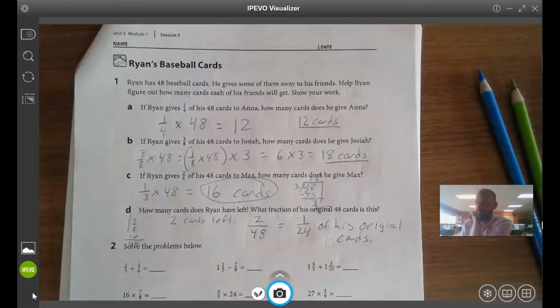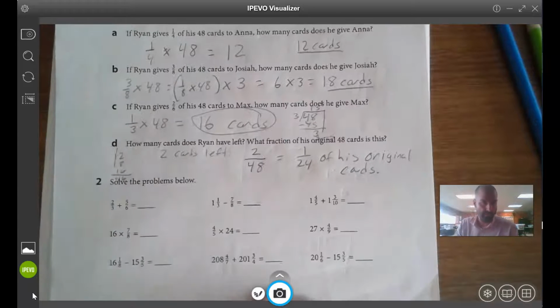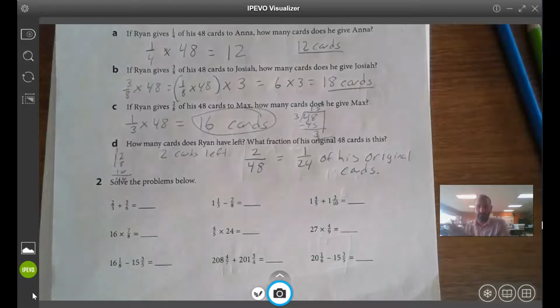All right, number 2. Hold on, I gotta move this down a little bit. Solve the problem. Ooh, nice. This is good. This is called interleaving practice. This is excellent practice because we're going back and forth between addition, multiplication, subtraction. Good. This is good for your brain.